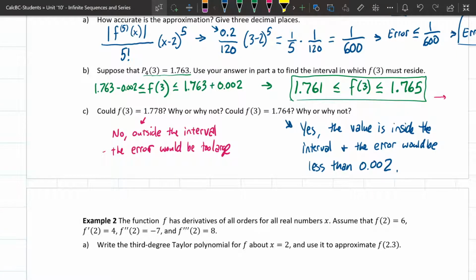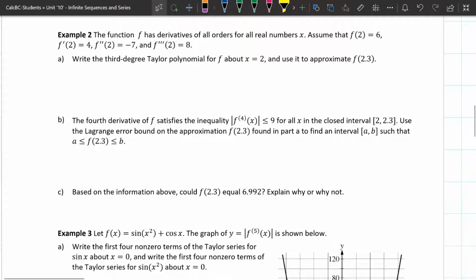Okay, let's look at example 2. All right, it says the function f has derivatives of all orders for all real numbers x. Assume that f of 2 equals 6, f prime of 2 equals 4, f double prime of 2 equals negative 7, and the third derivative of f of 2 equals 8. So interesting, they don't give us our function, but they evaluate it at x equals 2 for the original and for the first 3 derivatives there.